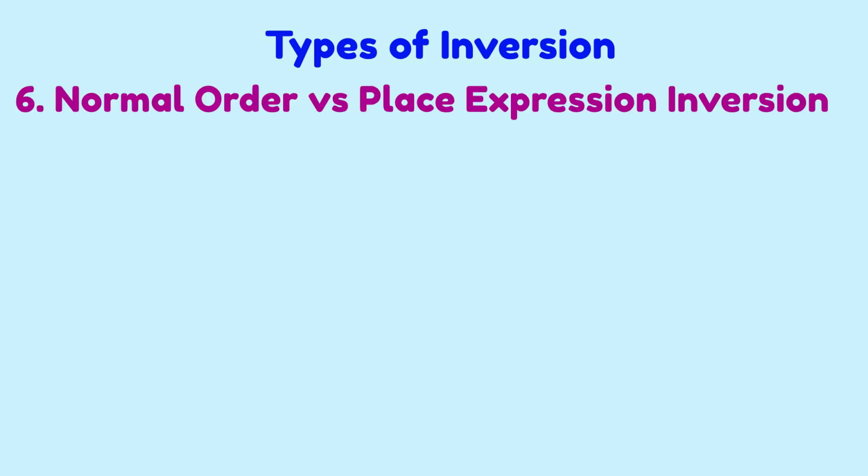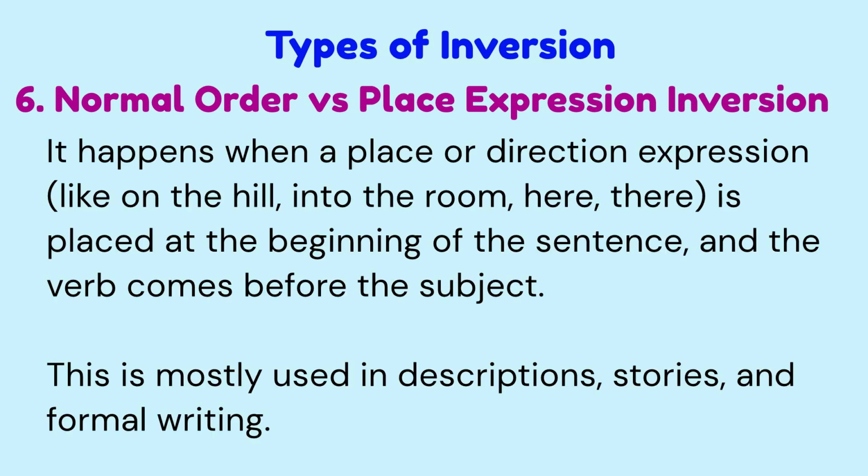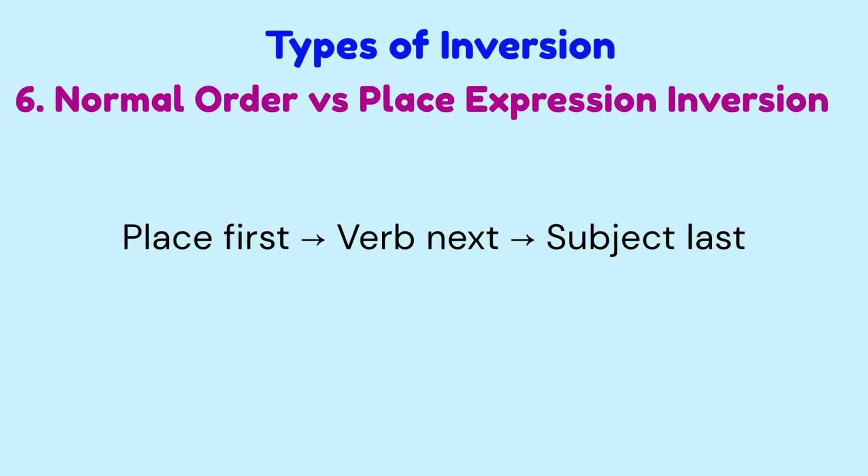Next is normal order versus place expression inversion. It happens when a place or direction expression, like on the hill, into the room, here, there, is placed at the beginning of the sentence, and the verb comes before the subject. This is mostly used in descriptions, stories, and formal writing. Thing to remember is place first, then verb next, then subject last.